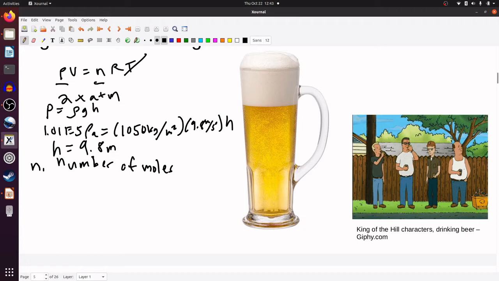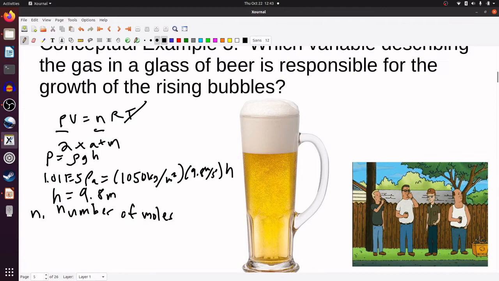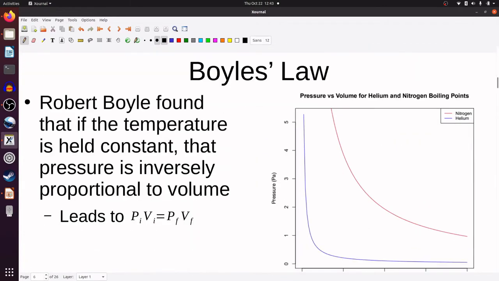So yeah, that's why we did this problem, and King of the Hill, because I tend to like that show. Anywho, so yeah, thought I'd do that problem, just because it was interesting enough.